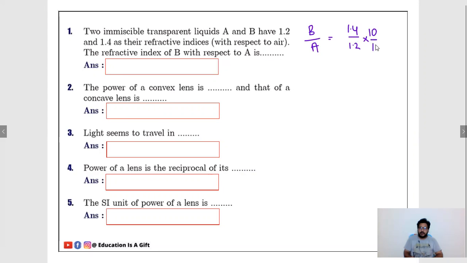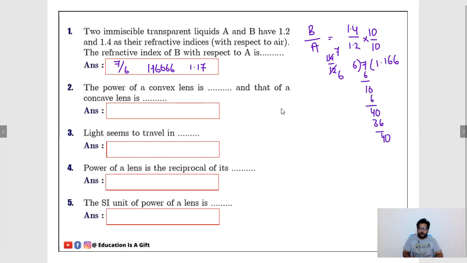You can multiply and divide with 10. You will get 14 by 12. 2 6s are 12, 2 7s are 14. So you can write the answer as 7 by 6. If they give any options related to decimals, then 6 7s are 6, 1 is the remainder, 0.0, 6 ones are 6, 4 is the remainder, 0.0, 6 6s are 36, 4 remainder, again 36. It will be going on. So you can write the answer as 1.1666 or 1.17 is the answer.